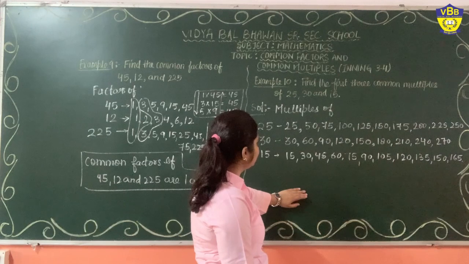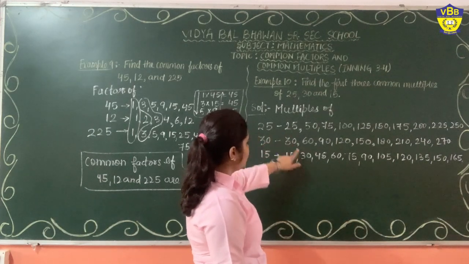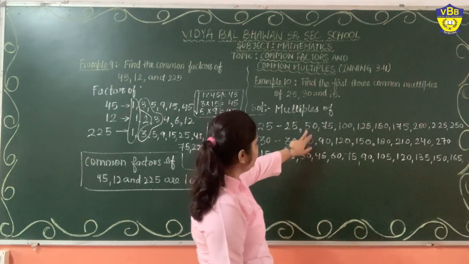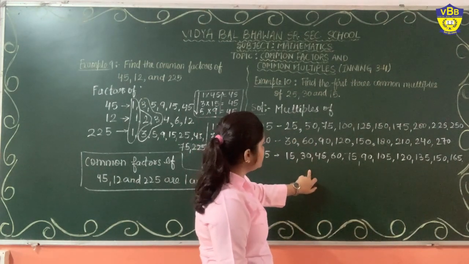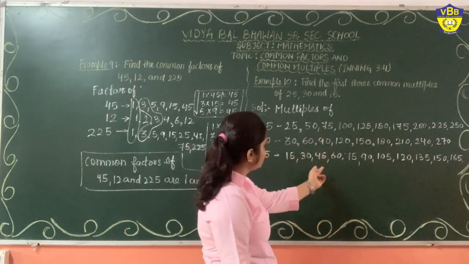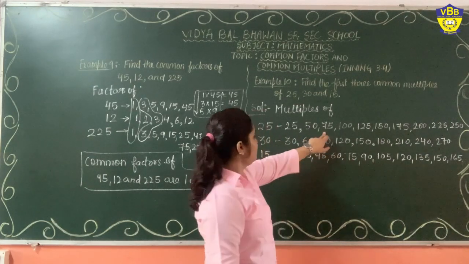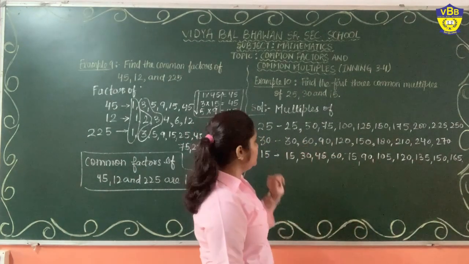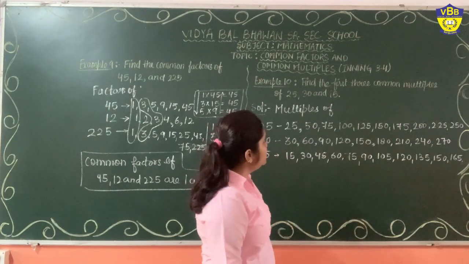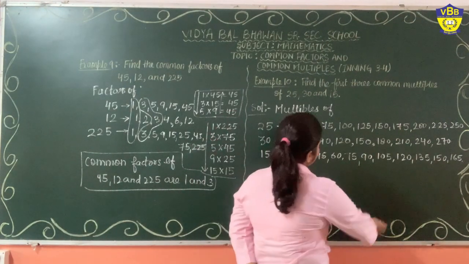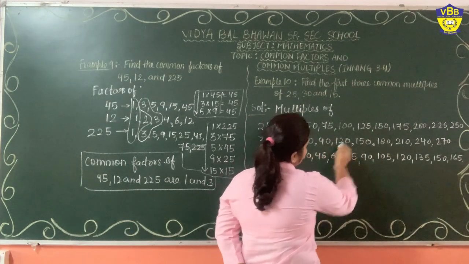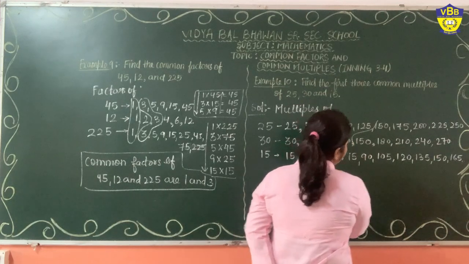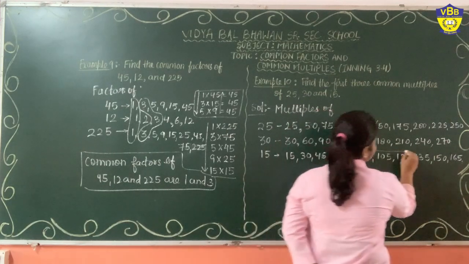You can see here, 25, no. 50, no. 75 is coming, but here it is 75, and here the 75 is not present in the table of 30. So what are the common multiples? You can see the first one which is common is 150. Where is 150? It is here.